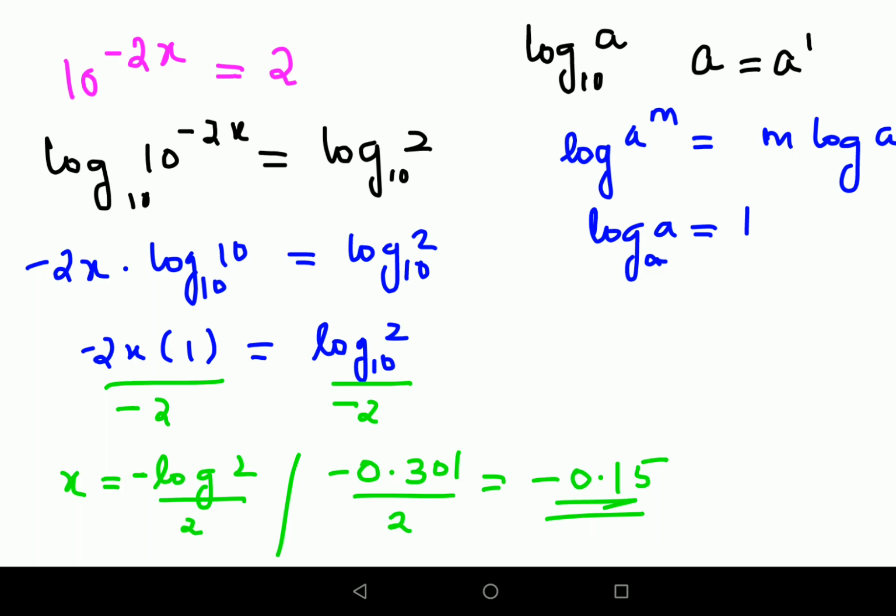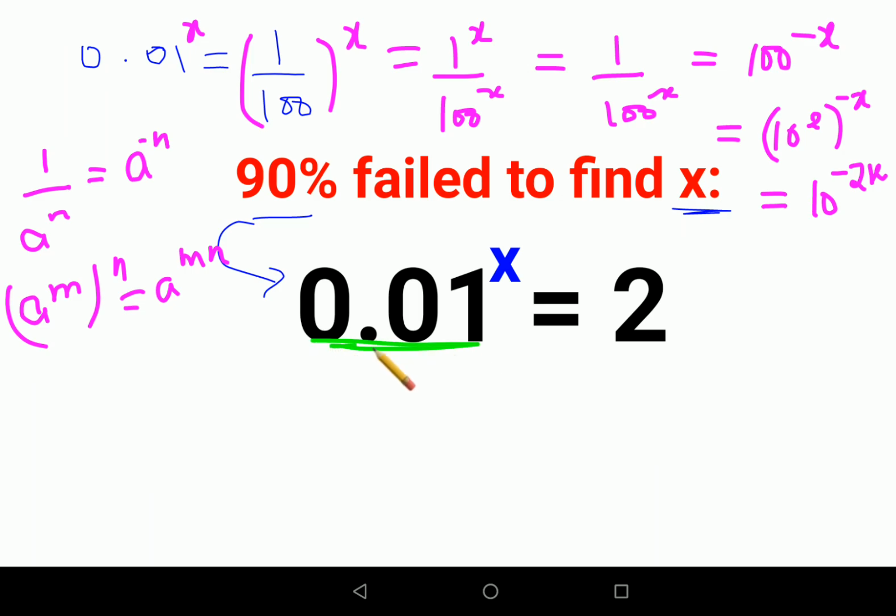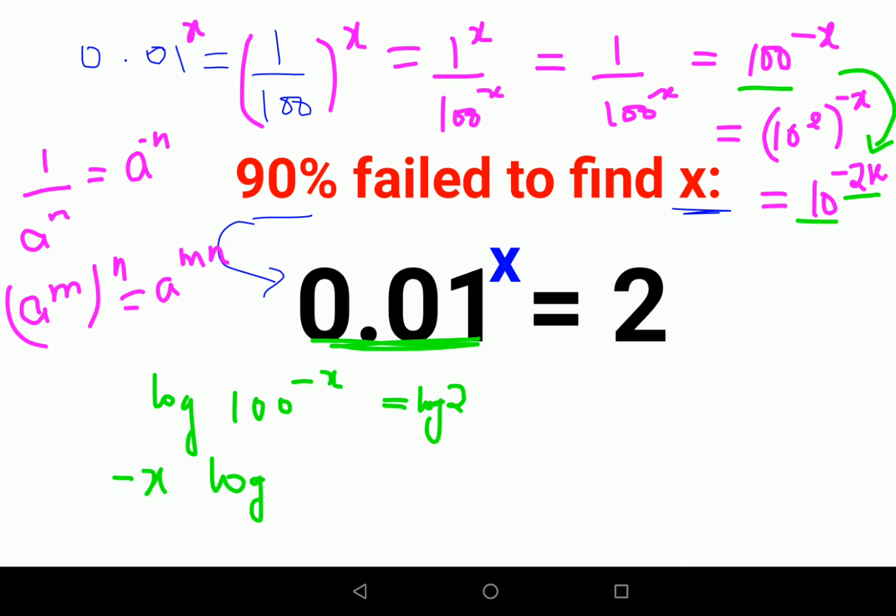Okay, so now please understand, this sum was super important. Why? Because the sum itself had a decimal number. Now instead of this 10 raised to minus 2x, if you had continued to write this, it would have been 100 raised to minus x equals 2. Correct? So even if this entire thing had not struck you, at this point you could have taken log on both sides. So this would now become minus x log 100 equals log 2.